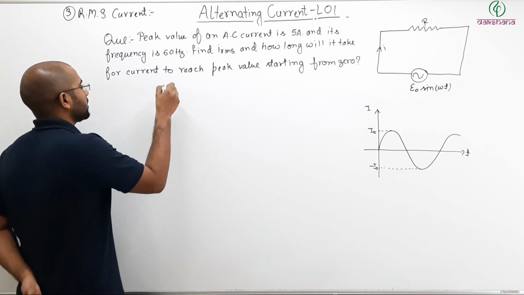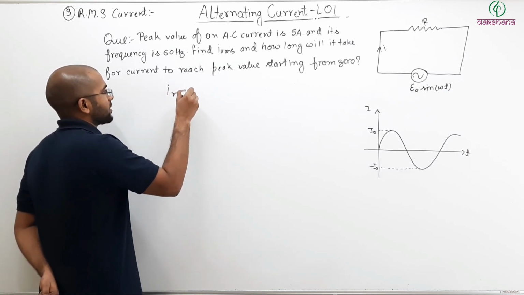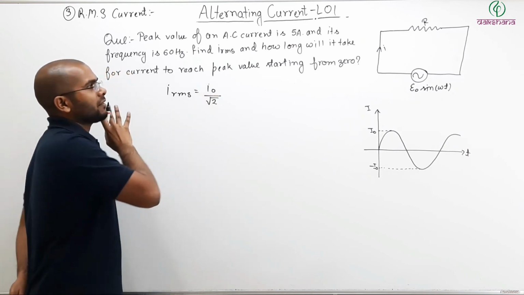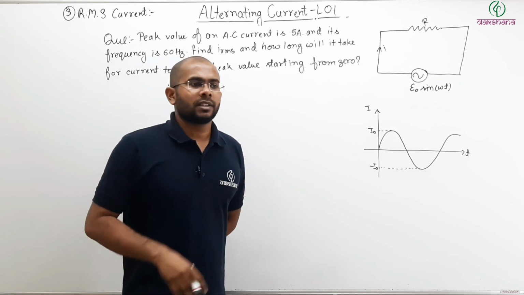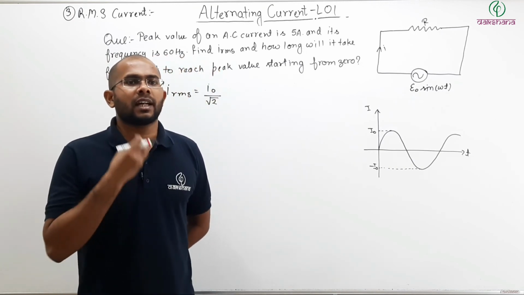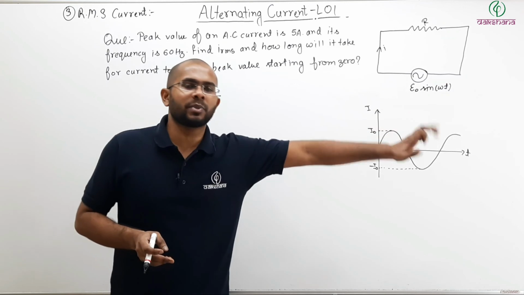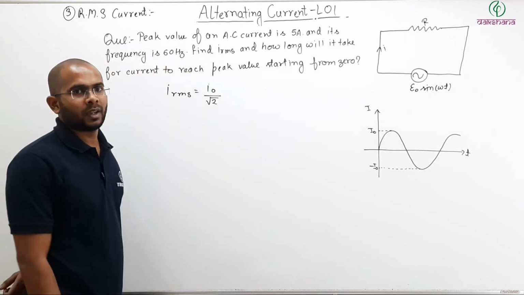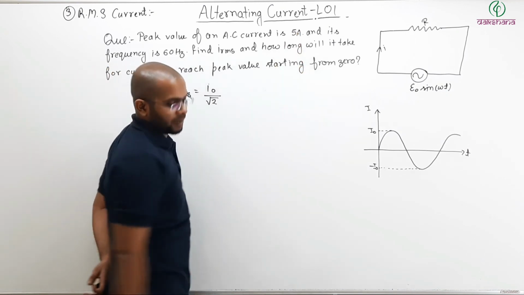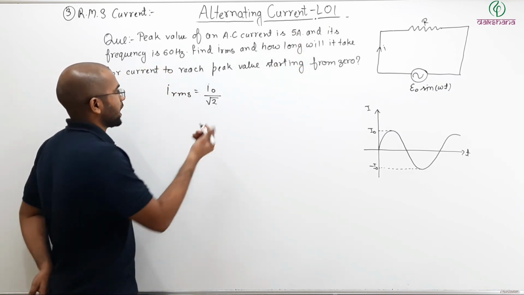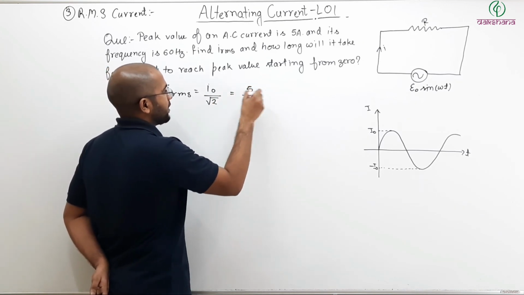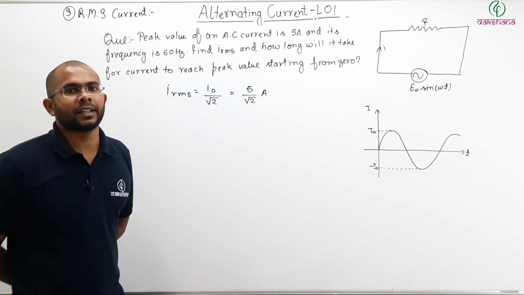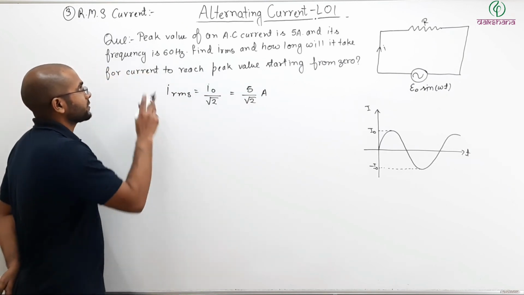Now if you remember, IRMS is nothing but I naught by root 2. Now if they have not given any time interval, then you have to assume that they are asking IRMS over a long period of time. So IRMS over a long period of time is I naught by root 2. What is I naught? I naught is your maximum value, that is 5 ampere. So your IRMS will be nothing but 5 divided by root 2 ampere. That is your IRMS value. Very easy.